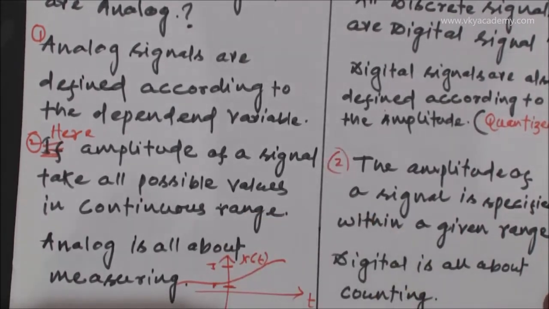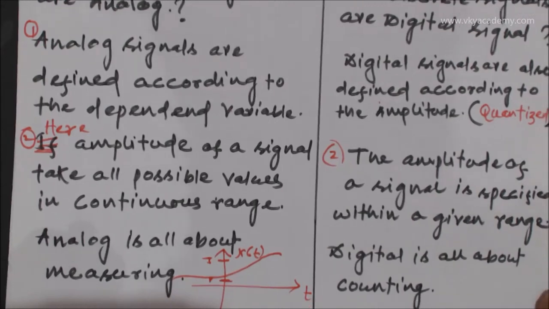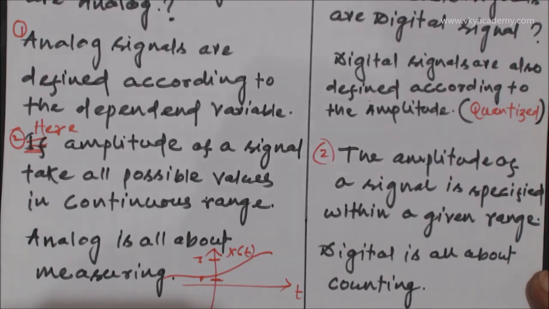The amplitude of a signal is specified within a given range. Here the amplitude is quantized, okay, and the amplitude of the signal is specified within a given range. It doesn't take all the values in the range, it takes some specified values. It will take some specified values within a range in the amplitude axis.